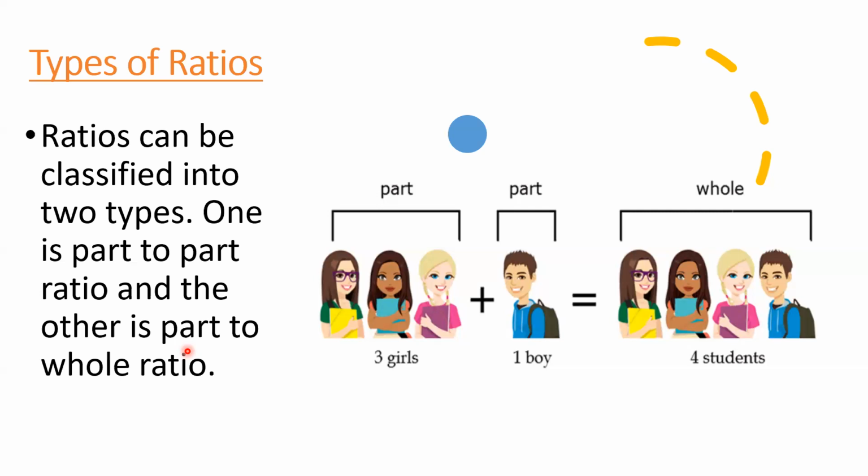Naya Seymour, are you there? Yes, sir. Can you tell me the 2 types of ratios? Part-to-part ratio and part-to-whole ratio. Very good. Before I explain it, do you have any idea of what we mean by part-to-part and part-to-whole? Can you give me an example? No, sir.